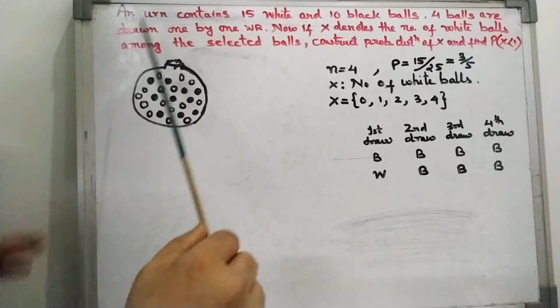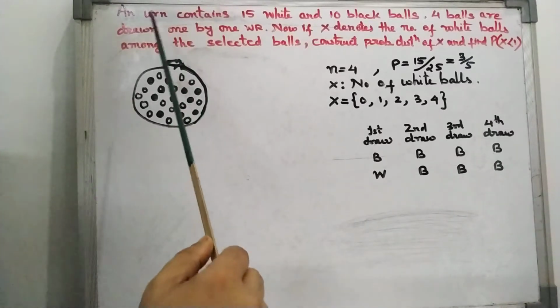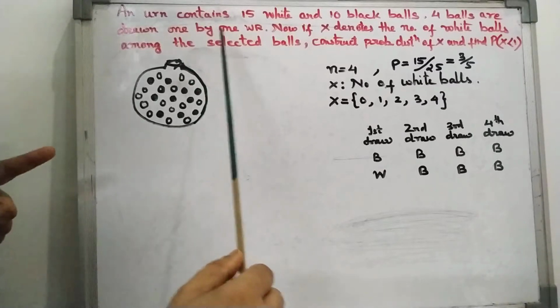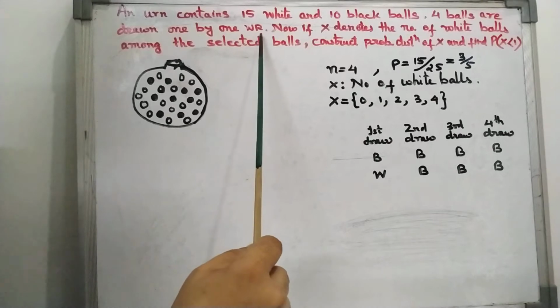One by one means not at a time, not together; one by one we are drawing balls. How many times? 4 times. 4 balls are drawn one by one with replacement.